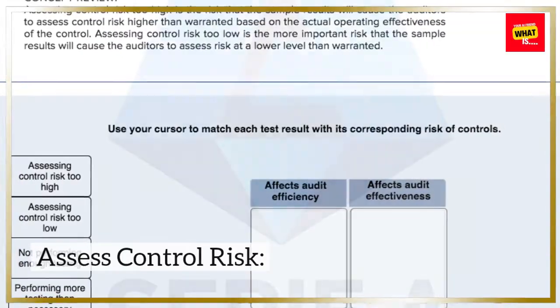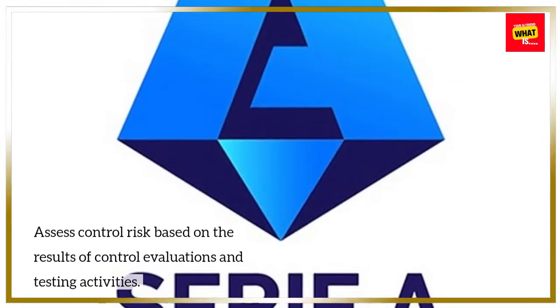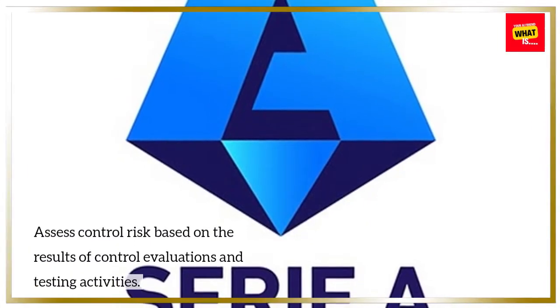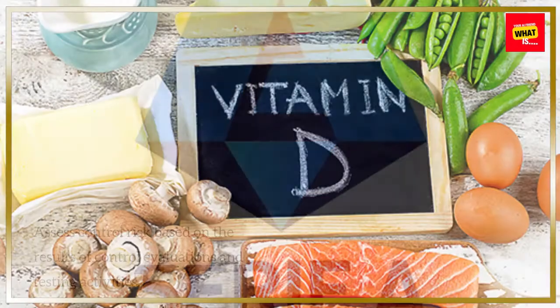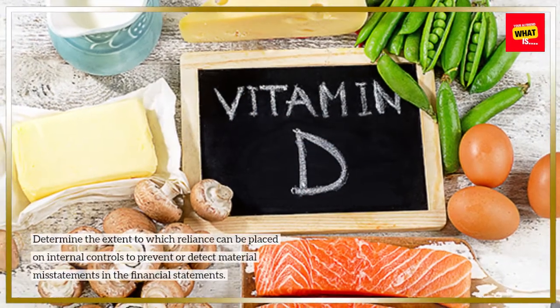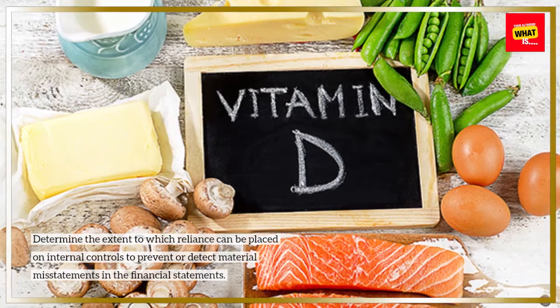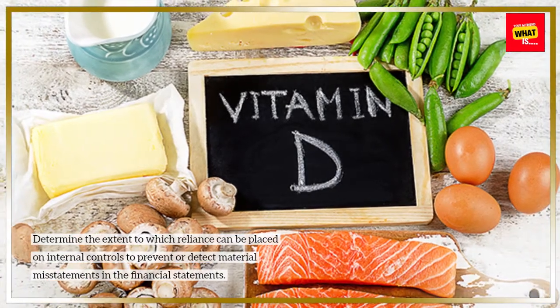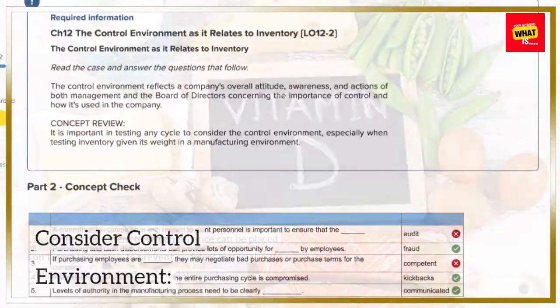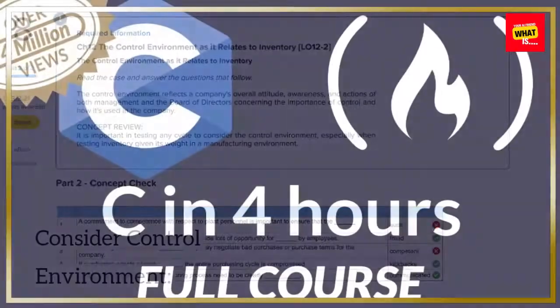Assess control risk. Assess control risk based on the results of control evaluations and testing activities. Determine the extent to which reliance can be placed on internal controls to prevent or detect material misstatements in the financial statements.